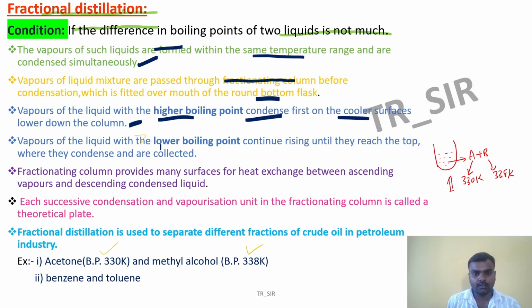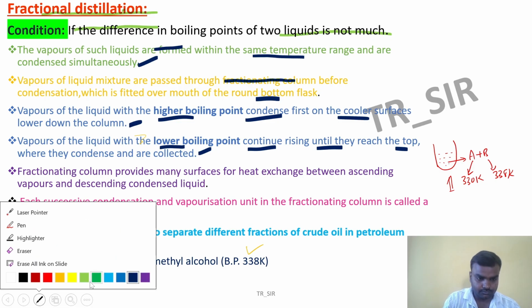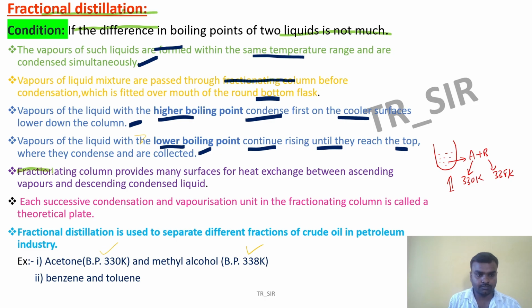The vapors of the liquid with the lower boiling point continue rising until they reach the top, where they condense and are collected. Now, the fractionating column provides many surfaces. The fractionating column is very important, guys. It provides many surfaces for heat exchange between the ascending vapors and descending vapors.